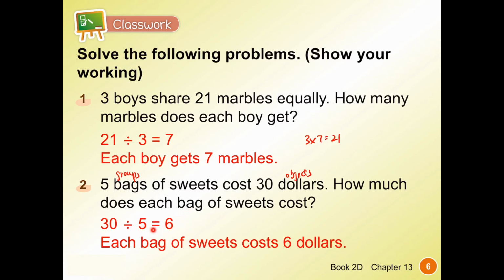So 30 divided by 5 equals 6, or 5 times 6 equals 30. So each bag of sweets costs $6.